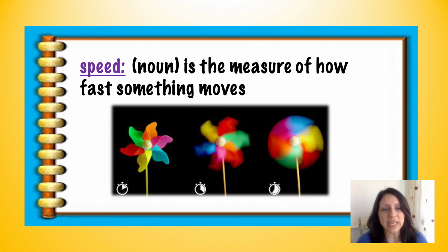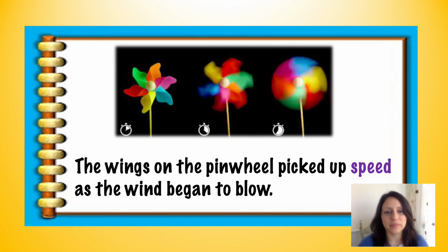The next word is speed. Speed is the measure of how fast something moves. Here's my example of the word speed in a sentence. The wings on the pinwheel picked up speed as the wind began to blow. So as you can see in the picture, the windmill's still in the first picture, and then in the picture in the middle, it starts moving, and in the last picture, it's moving really fast. It looks like it's blending some of those colors together.